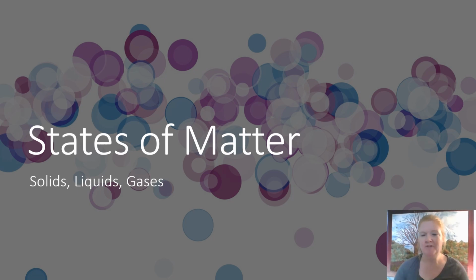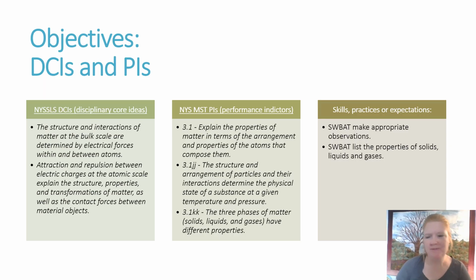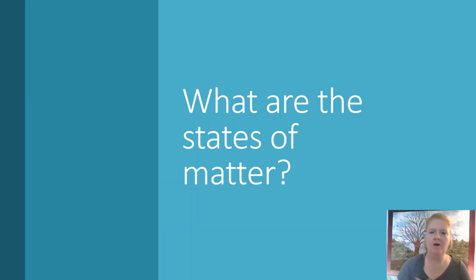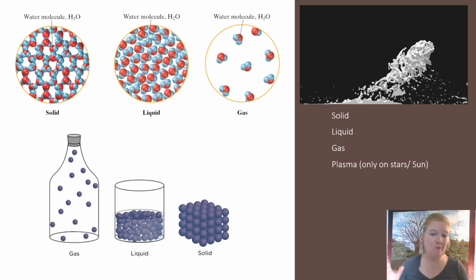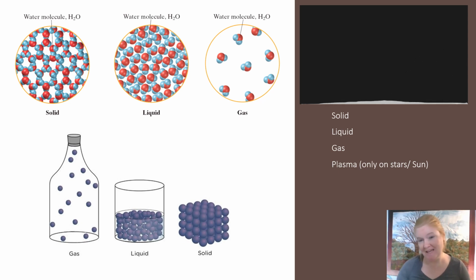of matter. So solids, liquids, and gases primarily. All right, and here are our objectives. Pause the video if you really want to peruse them. Okay, so what are the states of matter? So we have solid, liquid, gas, plasma. Plasma only on the stars, aka the sun.